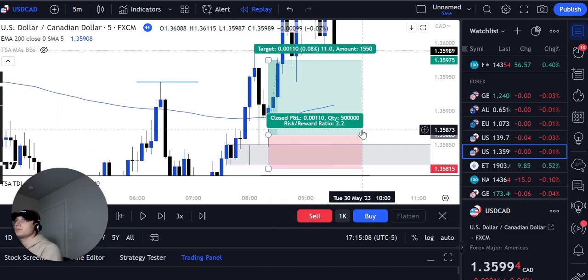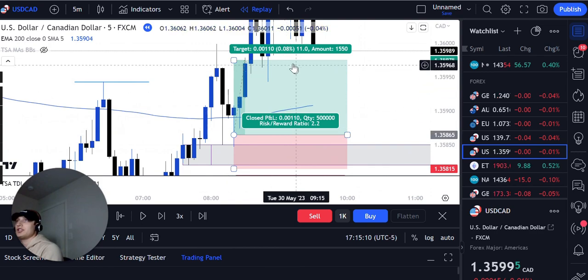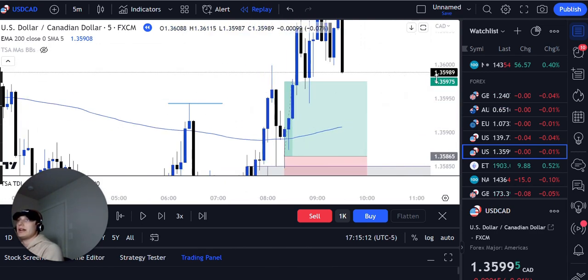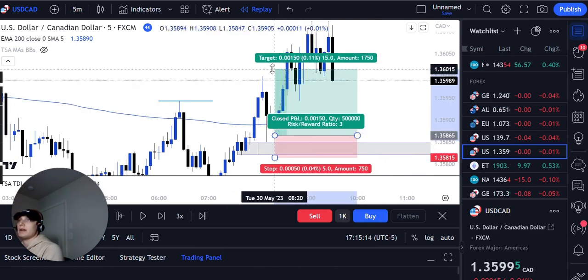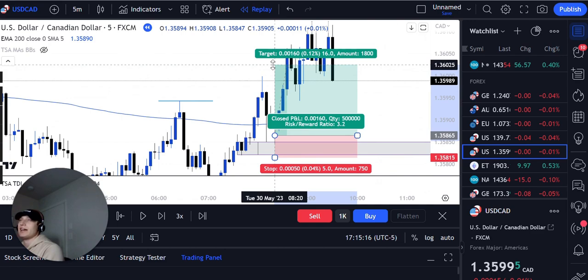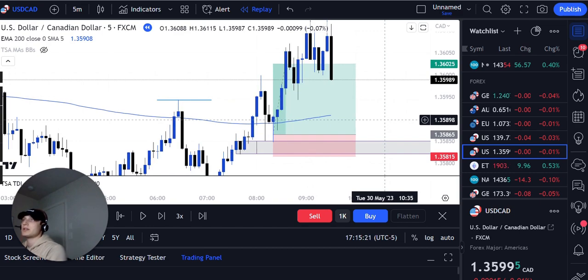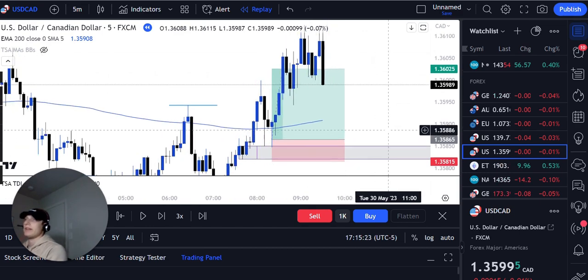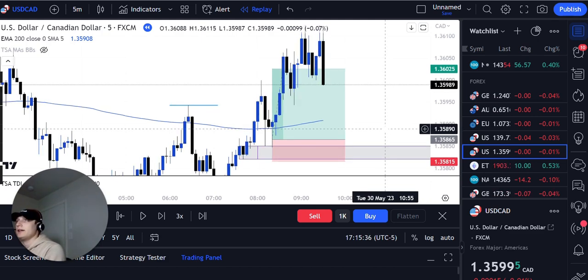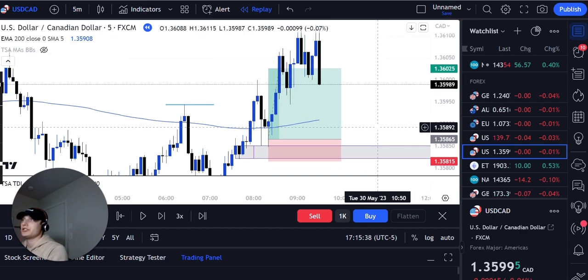So I took this one, I took out partials at 1-to-2, and then I actually rode this up, and I believe I took out my second position at a 1-to-3, somewhere around 15-16 pips. So yeah, this was just a pretty simple trade, guys. I think a lot of people make trading way more complicated than it needs to be. This is such a simple strategy, and to be honest, I think anyone can learn this strategy.